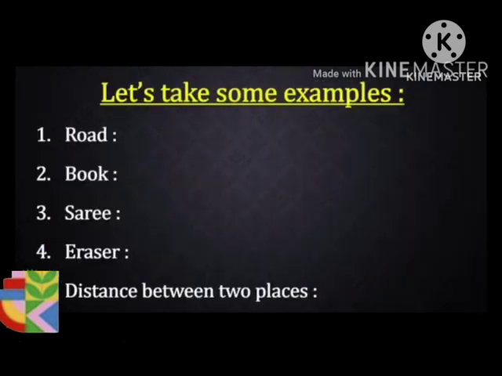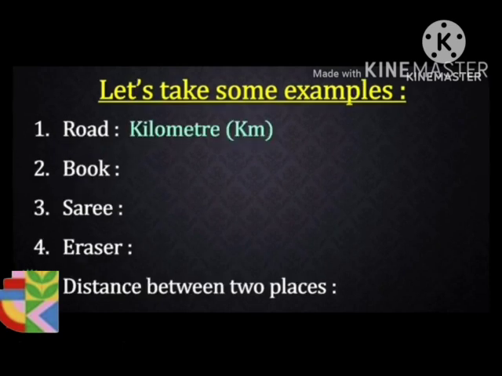Very small. Now let's take some examples. Road, book, sari, eraser, distance between two places. Now children, I have given you 5 things for which you have to write in which unit we will measure these following things. So first is road. Road is very lengthy. We cannot see its end. So kilometers. Road is measured in kilometers.